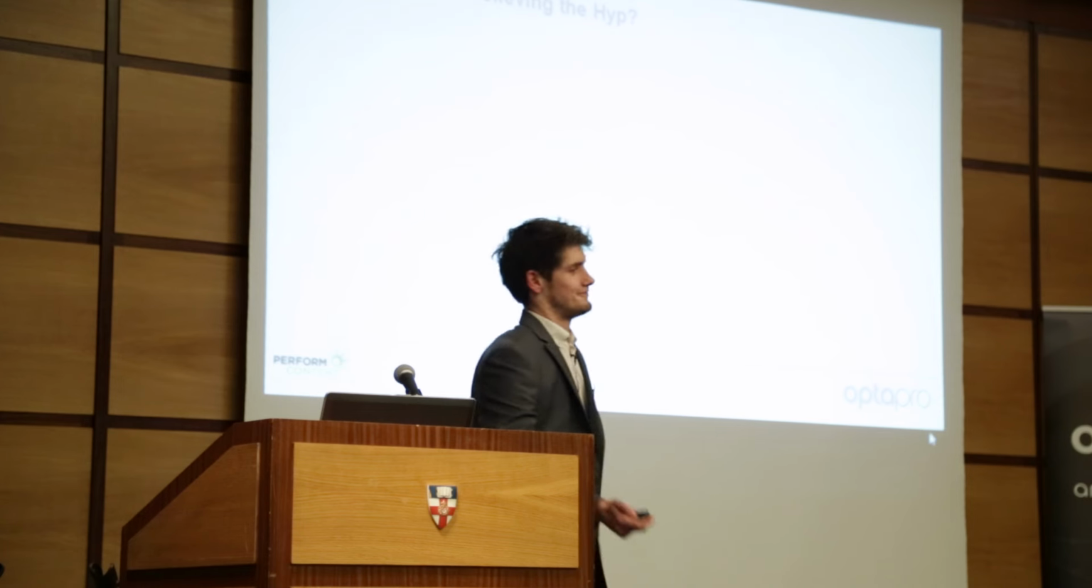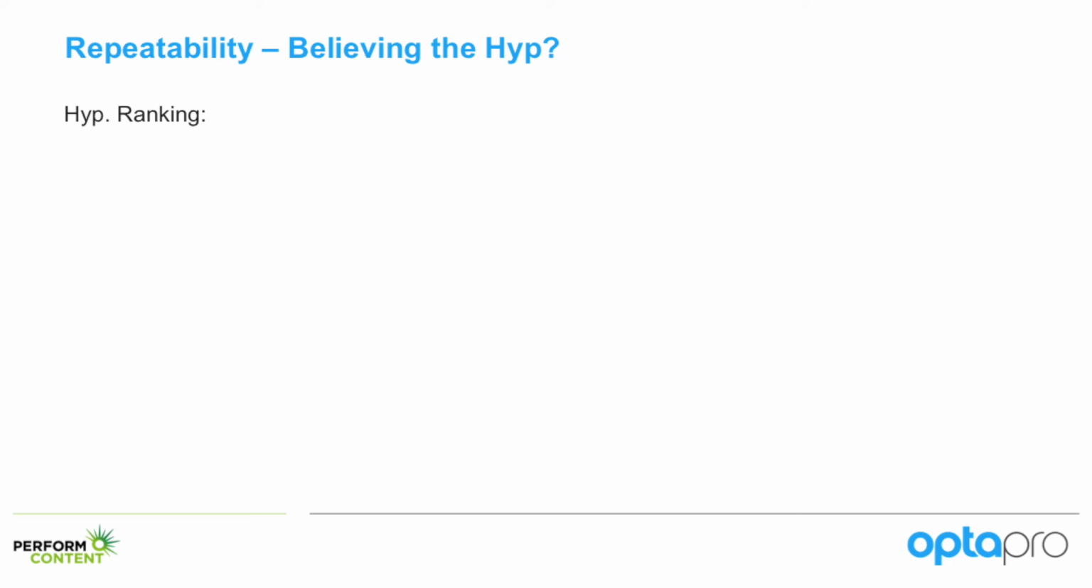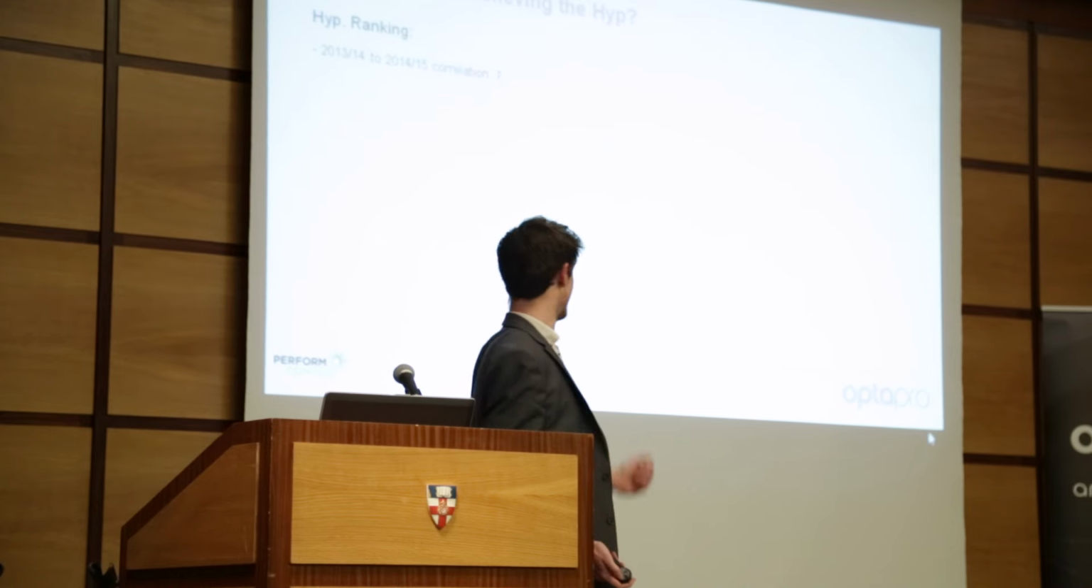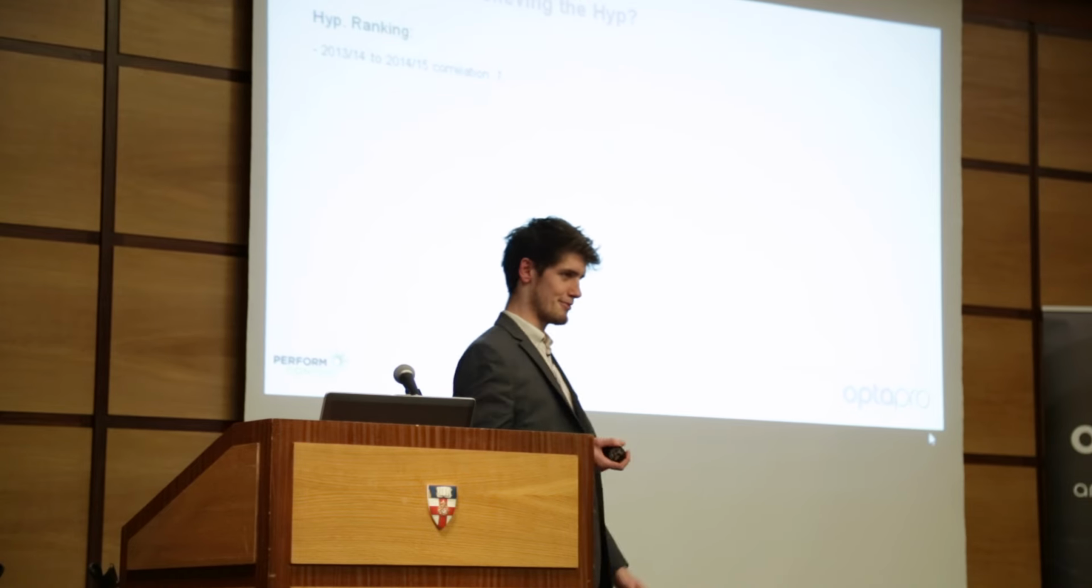But is it repeatable? That's a big question. So the height ranking actually has a correlation of 0.7, which is Pearson's R, and it has an R squared of 0.5, which is statistically significant at 5%, to preempt the questions I'd probably get at the end.